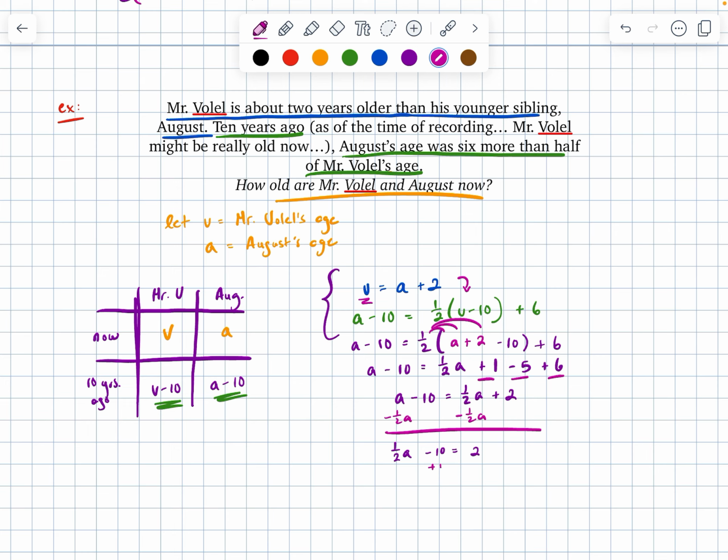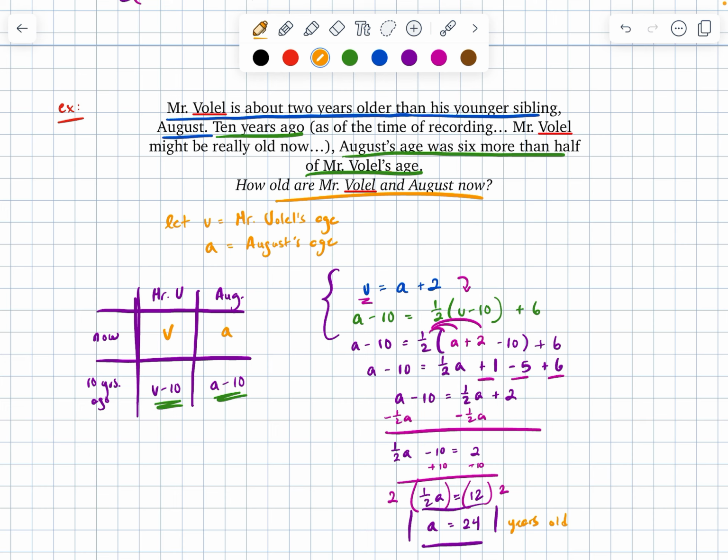To get that A by itself, let me add 10 to both sides. That tells me that half of A is equal to 12. And if I want to get rid of half, well, I should multiply by 2. 2 times 1/2 gives me 1. So A is equal to 24. That tells me that right now, August is 24 years old.